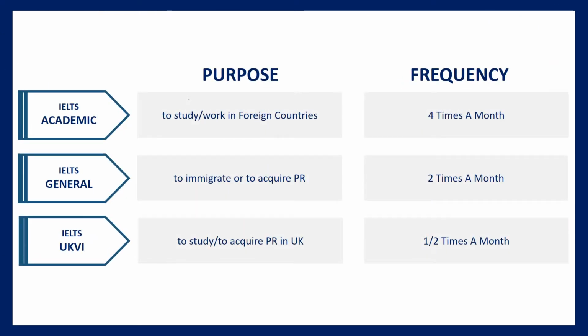Now, let us see the different types of IELTS exam. Majorly, there are two types of IELTS exam. The first one is the academic training and the second one is the general training. There is also a third kind which is the UKVI, which we will discuss later. So, the academic training is conducted to study or work in foreign countries. It is conducted 4 times a month. The general training is given to immigrate or to acquire PR of a certain country. It is conducted 2 times a month.